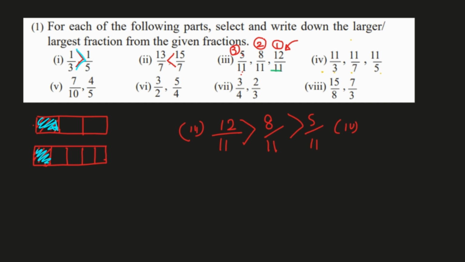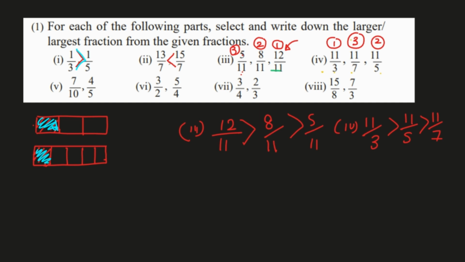So here the largest one will be this one, 11 upon 3, which has the smallest denominator. Then this will be the second largest one, and this is the smallest one. So we can write it as 11 upon 3 is greater than 11 upon 5. It is greater than 11 upon 7. Okay, easy.